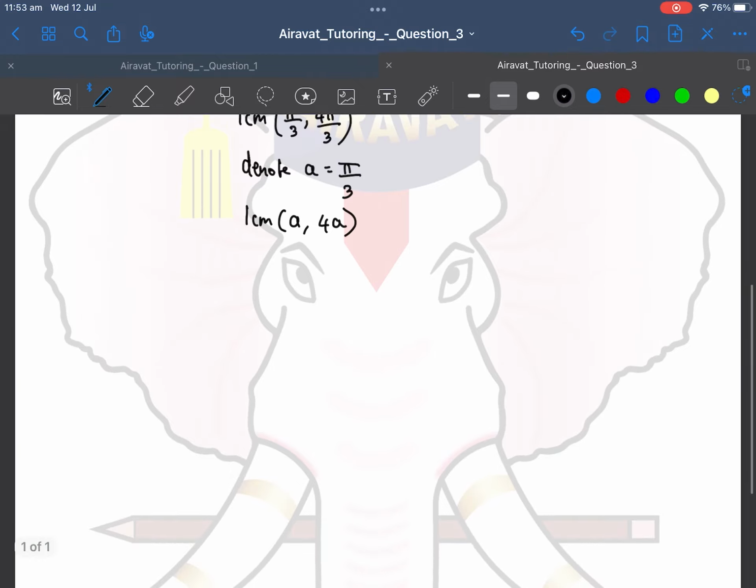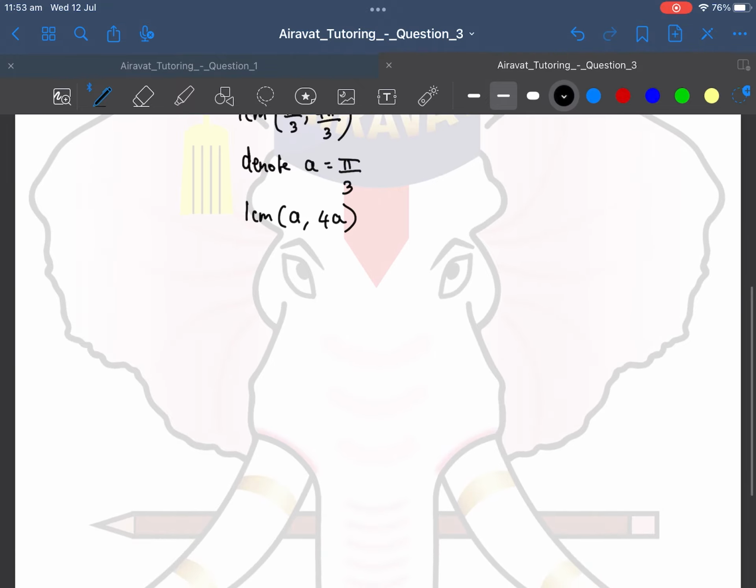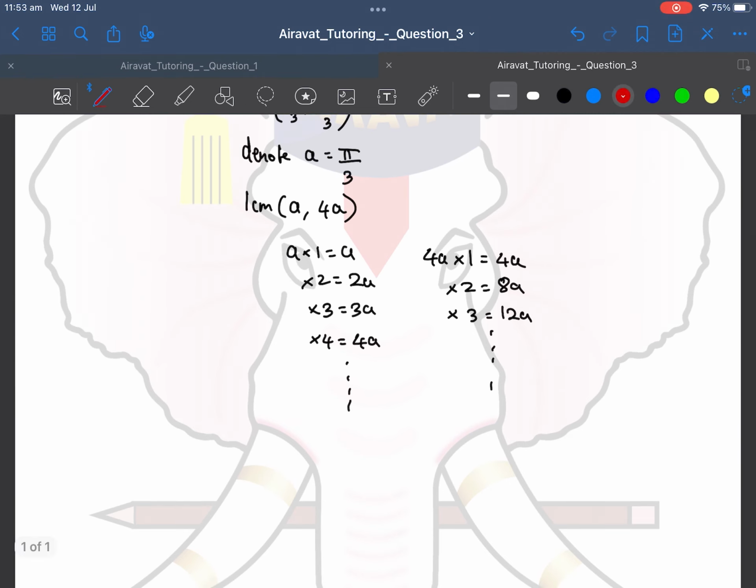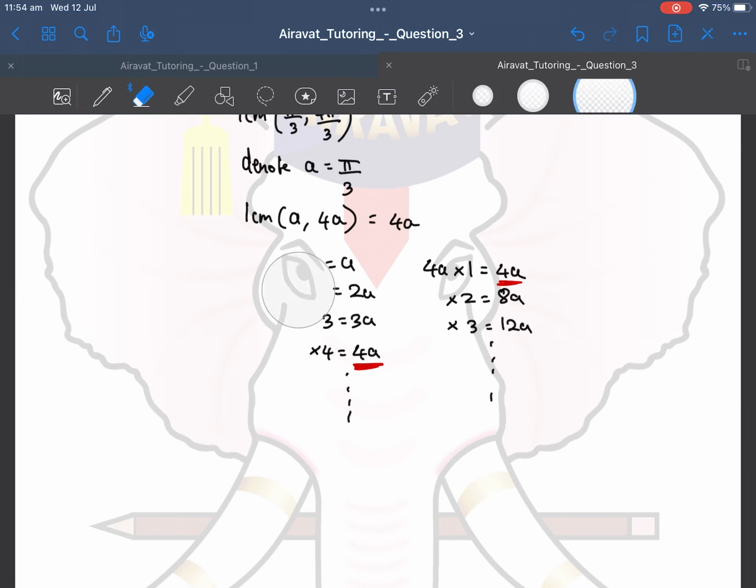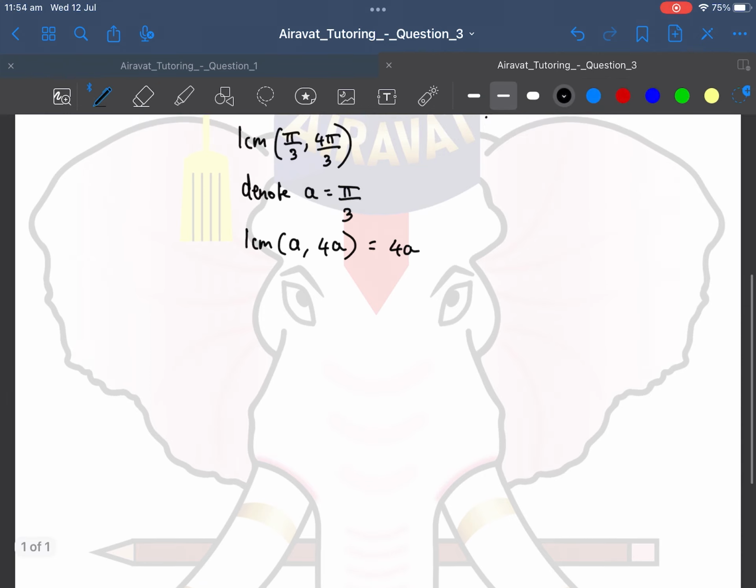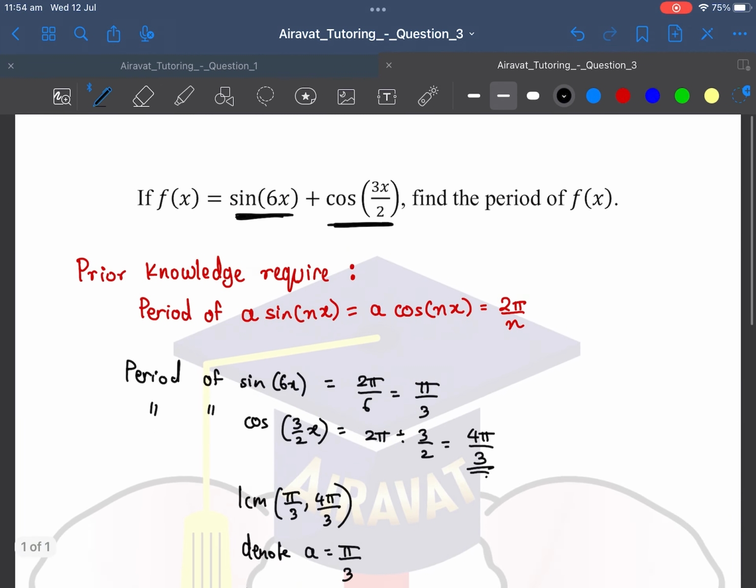For people who didn't understand, I'm going to show you again. Let me quickly write the multiples of A. Okay, now what are our common multiples? It's going to be 4A. You can clearly see that it is also the least common multiple, so the answer to the LCM of A and 4A is just going to be 4A. Now, I'm going to erase this. Now we can easily substitute back A as being pi on 3 to find our final answer. So let's quickly do that. 4 times pi on 3 is 4 pi on 3. And this is going to be the period of this function right here.